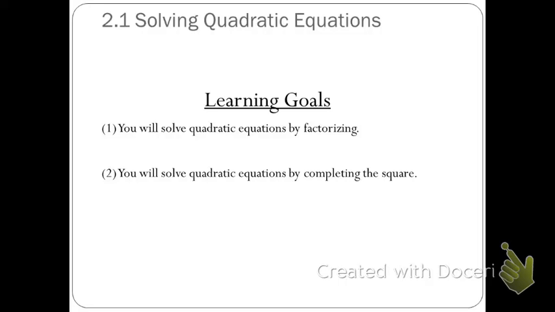Hey, again, we're continuing with section 2.1. We are going to now shift our focus from where we're solving quadratic equations by factorizing to where we're going to solve quadratic equations by completing the square.